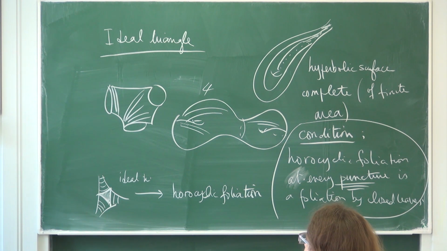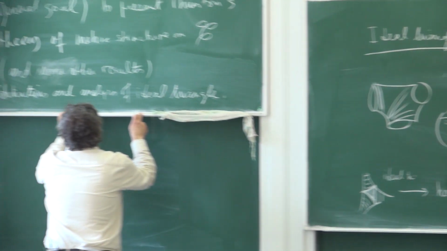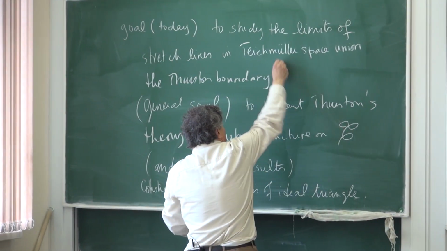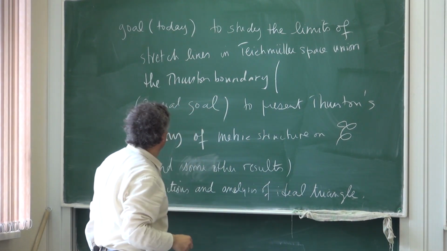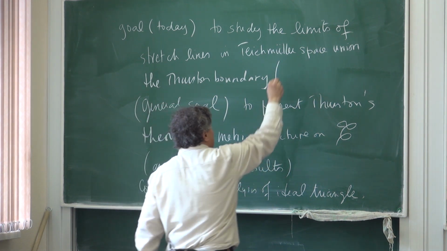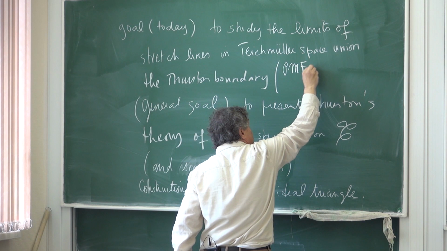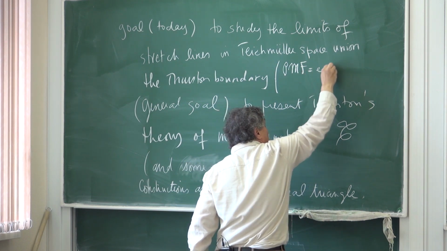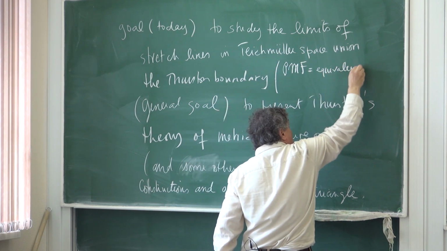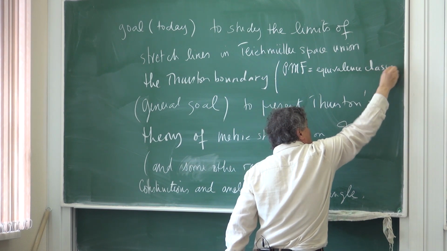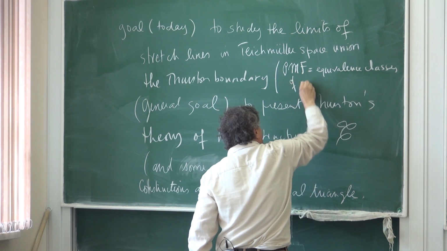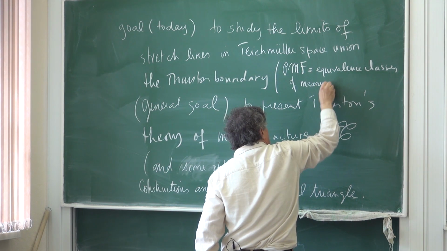So here, on the Thurston boundary, let me recall something we said long before. This is the Thurston boundary. This is called PMF, and this is equivalence classes of measured foliations.